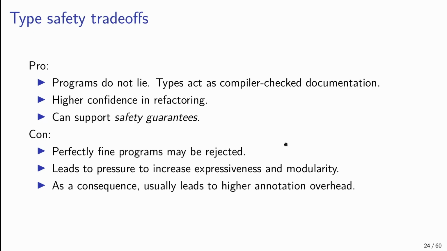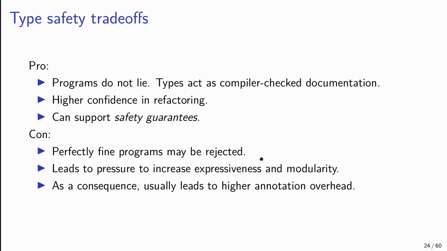Of course, type safety comes with its own trade-offs. A really nice thing about type safety is that programs never lie, and types are actually compiler-checked documentation. There is quite a bit higher confidence in refactoring because, well, at least you will not introduce undefined behavior. So your tests will actually be able to catch bugs. A nice thing about type safety is that it can support the safety guarantees. An issue with type safety is that, of course, perfectly fine programs may still be rejected.